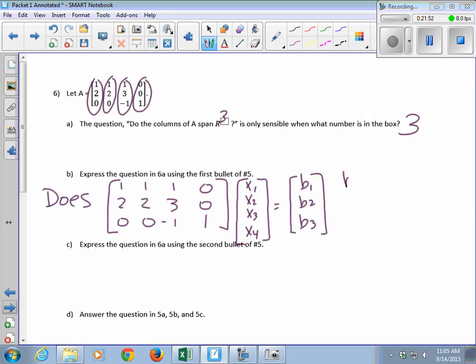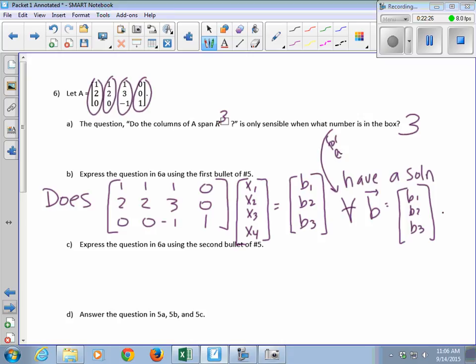Does this equation have a solution for every vector B that looks like B1, B2, B3? No matter what you choose for B1, B2, B3, can you find a solution to that equation? That is a symbol that means for every, a mathematical symbol that means for every or for all.